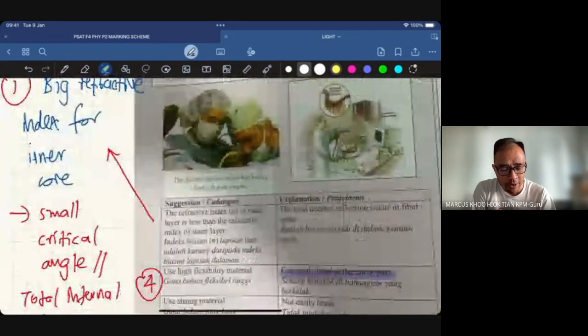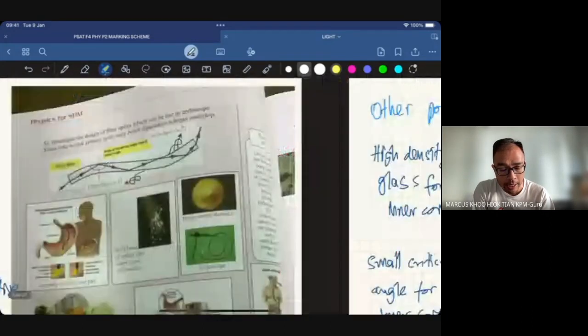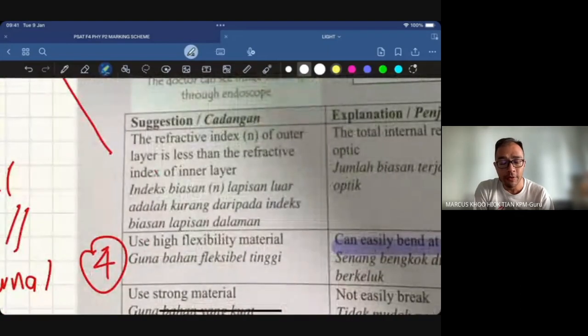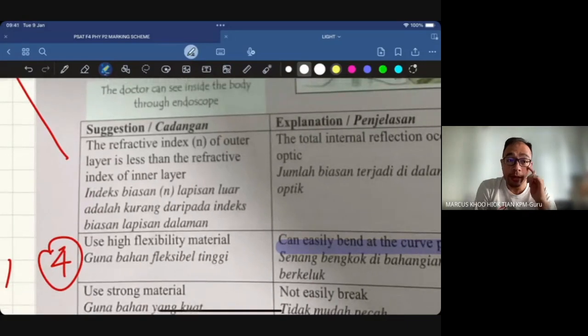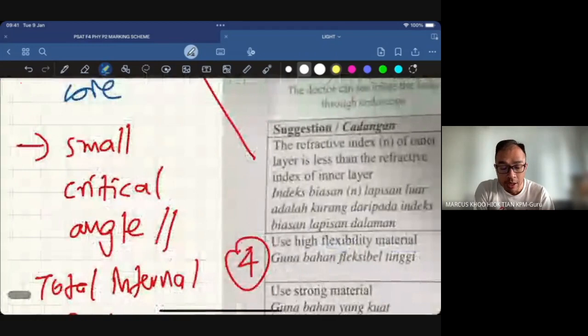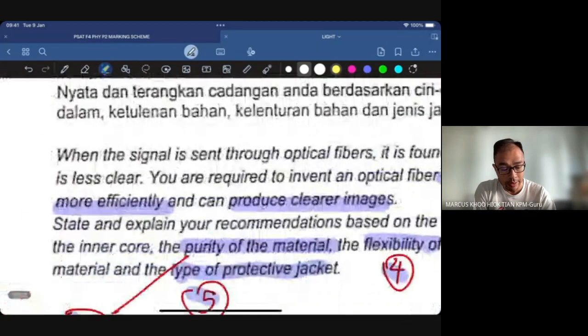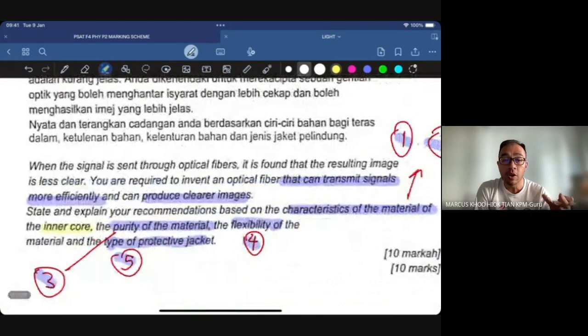Unfortunately, not really unfortunate lah, but in our black book, there's only one possible answer for this one. Now this is the first time I'm seeing a question like this lah, that they ask for the characteristics of the inner core only. They are asking for the characteristics of the material of the inner core.